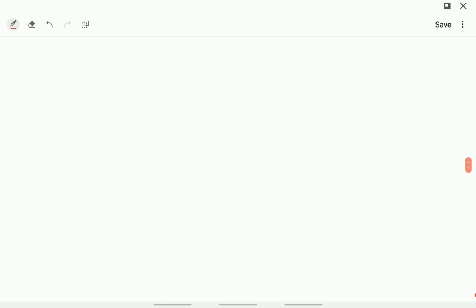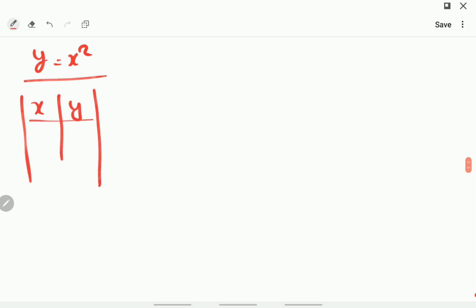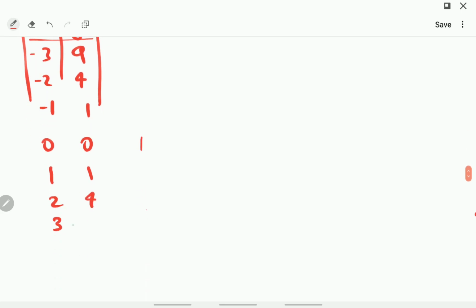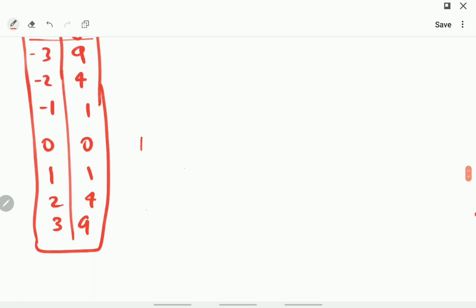Now let's look at the forms of parabolas and how we graph them. As I said before, the basic form is y is equal to x squared. For y is equal to x squared, let's take down the x and the y values. When x is minus 3, we get 9. Minus 2, we get 4. Minus 1, we get 1. 0, we get 0. 1, we get 1. 2, we get 4. And of course, you guessed it, 3, we get 9. It is symmetrical. Of course, that's not the point that we're trying to prove.